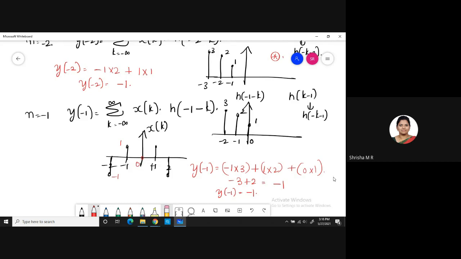So it is 0 here. 0 into 1 is 0 only. At minus 1 you have 1 here, here you have 2. So 1 into 2 you get 2. And at minus 2 you have 3 here and minus 1 here. So minus 1 into 3 you have minus 3. So minus 3 plus 2 plus 0 is minus 1. Got it, everyone?